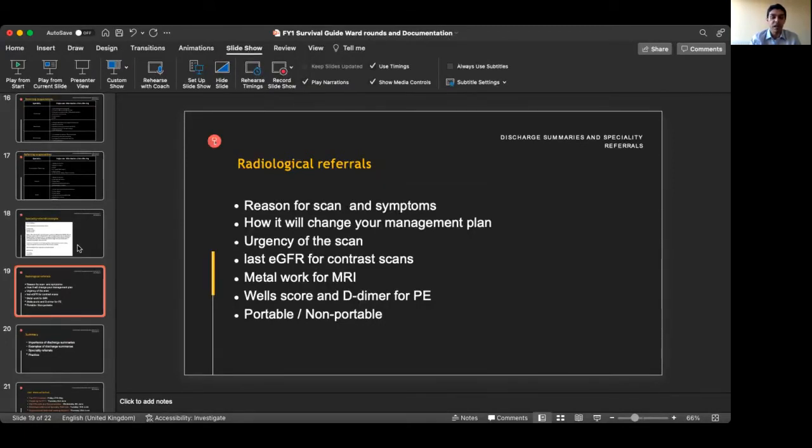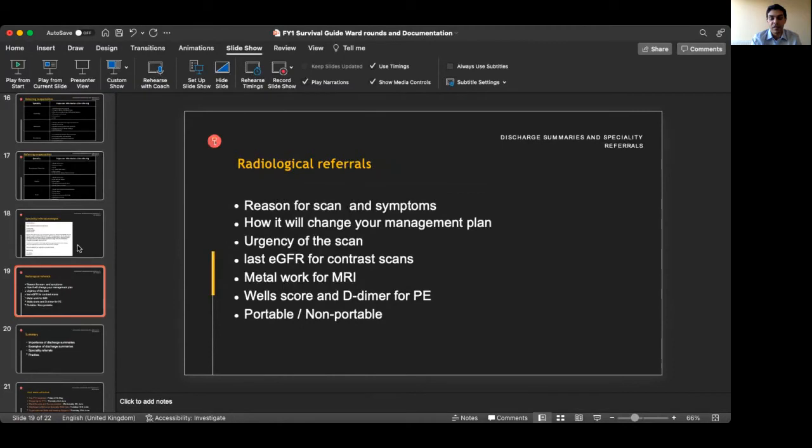So for instance, if you have a patient who has a pulmonary emboli and you've started them on treatment for pulmonary emboli, and it's now 1 week down the line, and you want to get a CTPA now, it wouldn't really be advisable because you've already gone down this line. You've already treated them for this. The results of this CTPA wouldn't really change your management plan.